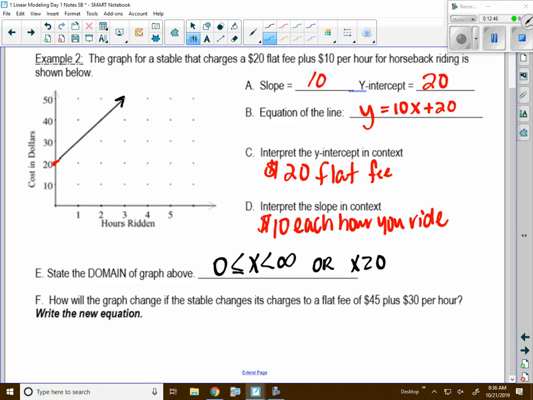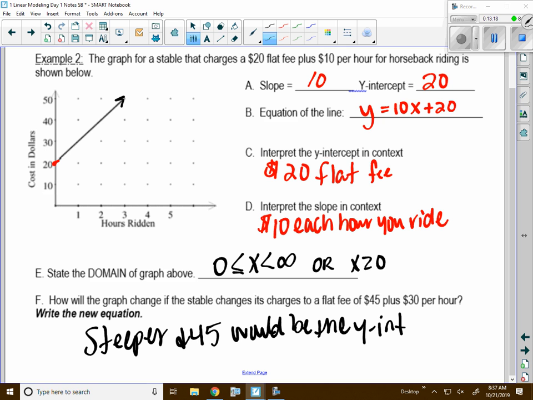Okay, part F. How will the graph change if the staple changes its flat fee to 45 and it's $30 per hour? Just think about, before we write the equation, how would the graph change? It would start at 45. What were you going to say? It'd be steeper, right? It's going to go up 30 as opposed to 10. Okay, so it'd be a steeper graph, and it would start at a y-intercept of 45.